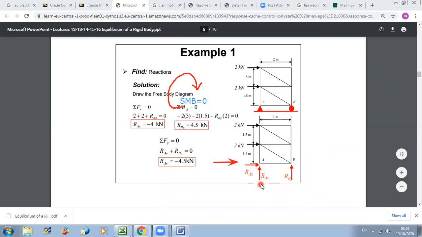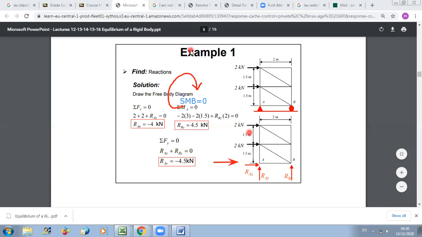So it's plus RAY times this distance, which is 2 meters. And for the 2 kilonewton force, it's also trying to rotate clockwise about B. And for this one also. So here all your moments are clockwise. This is why you will expect that RAY will be negative. The value of RAY you get will be negative to oppose the couple of these two forces.